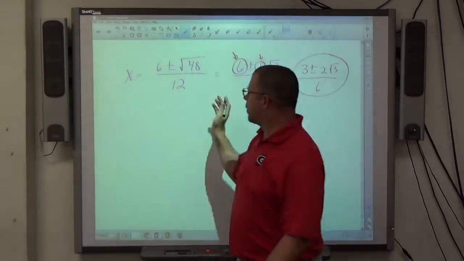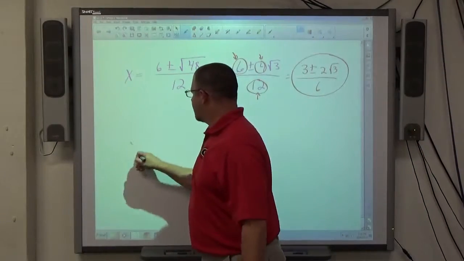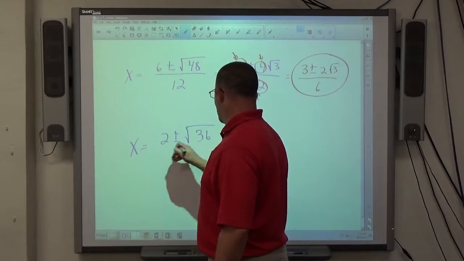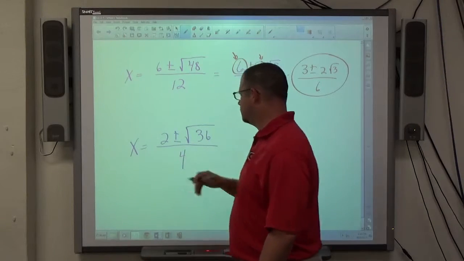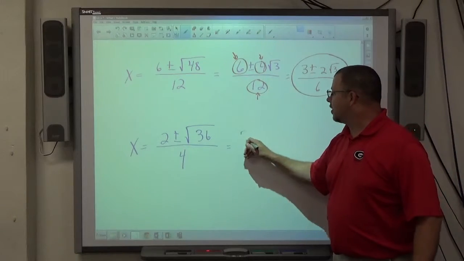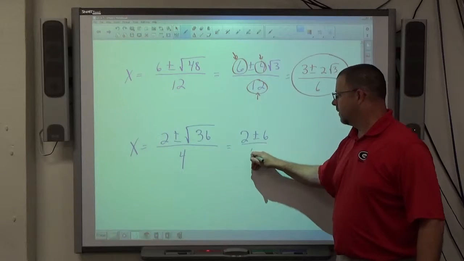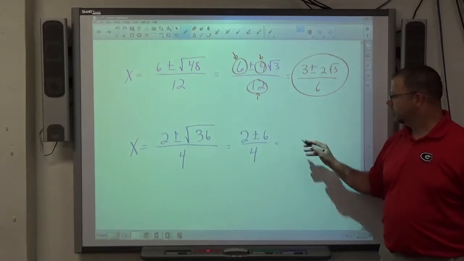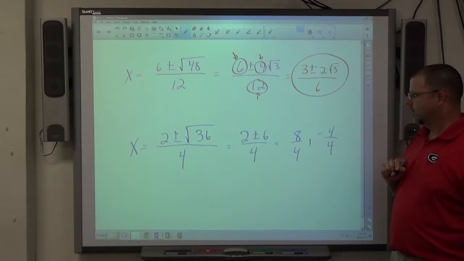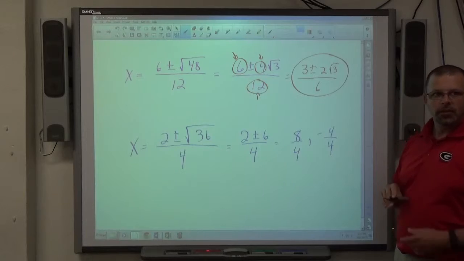Suppose we get this answer. We work all the way through this, and we get x equals 2 plus or minus the square root of 36 over 4. No, that is 6. All right? 2 plus or minus 6. So the square root of 36 is 6. So 2 plus 6 is 8. 8 over 4 is 2. 2 minus 6 is... Right? Negative 4.